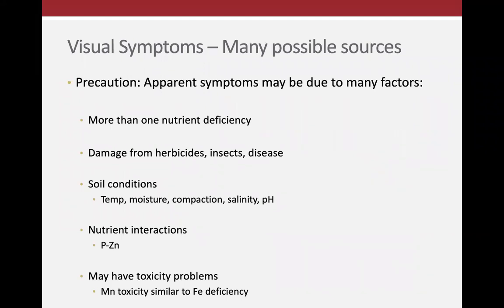So a word of caution: visual symptoms can come from many possible sources. It can be not just the nutrient that you are thinking of, but a combination of nutrients. It might not have anything to do with nutrient deficiency. It might have something to do with damage from insecticides, herbicides, actual insect predation, or disease.